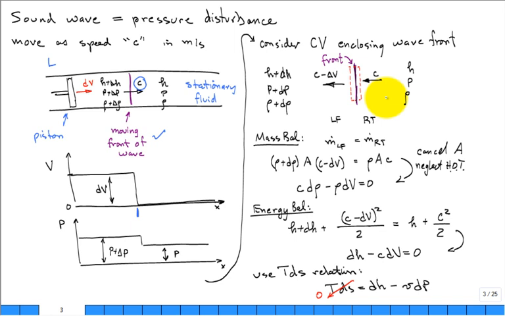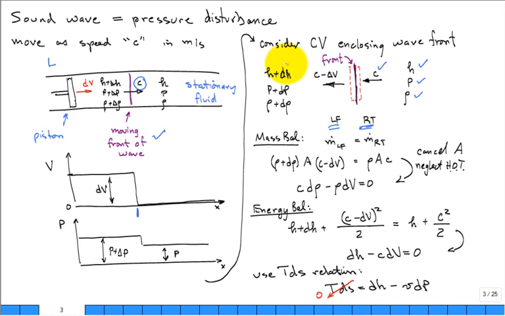So from the perspective of somebody sitting at that wavefront, it looks like flow is coming in on the right at what speed? C. And leaving on the left at C minus delta V. It looks like its enthalpy, pressure, and density are what's coming in on the right, and the differences, H plus delta H and P plus delta P, those are the pressure, density, and enthalpy leaving on the left.